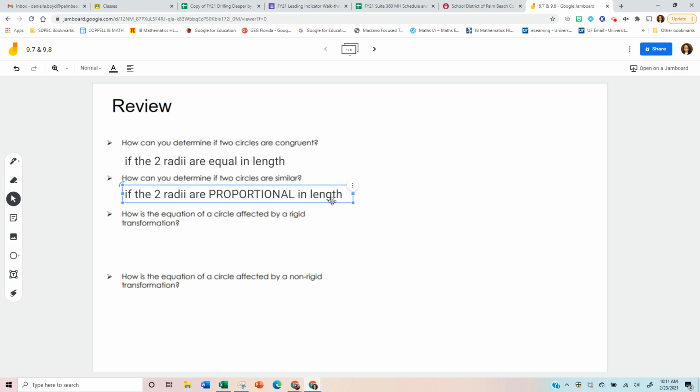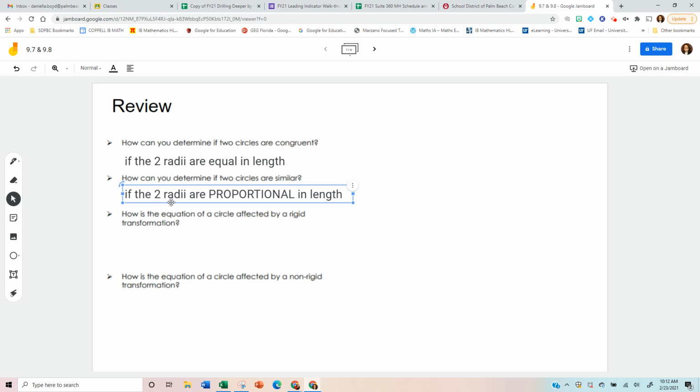How is the equation of a circle affected by a rigid transformation? Okay, so I want you to take a moment. This was a while ago, way back when. What is a rigid transformation? Go ahead and write your response. So a rigid transformation is one that preserves the size of the circle, meaning it does not change the size of a circle. So how is the equation of a circle affected by a rigid transformation?